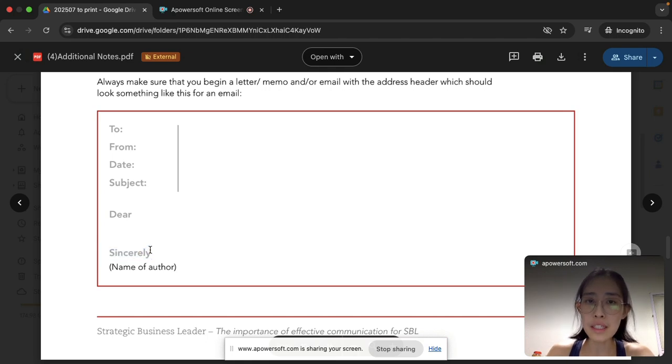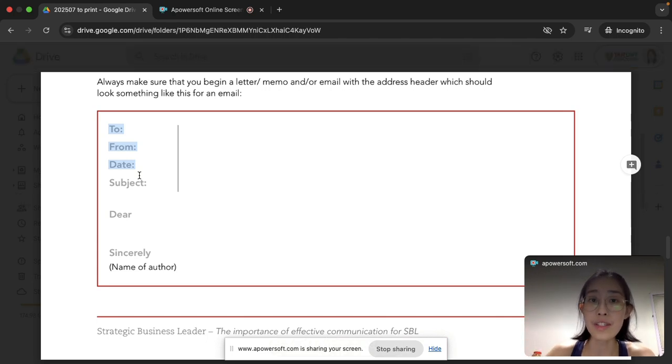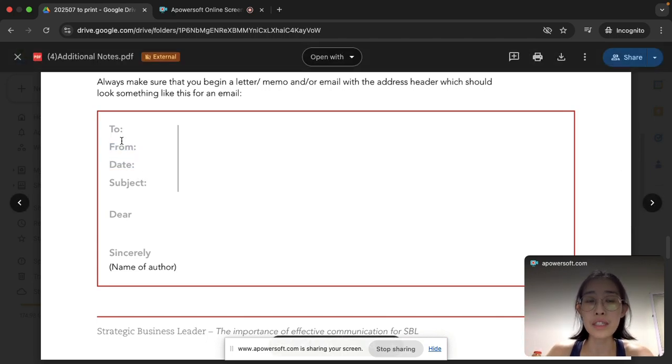But I do see that in some answers the ending is not there. So I believe that the ending is not the critical part. The critical part is you must make your letter, email, or memo clear to the audience that you are addressing. So it means that you have to be very clear. You have to write down who is the one that reads your documents, right? So that is the first one.